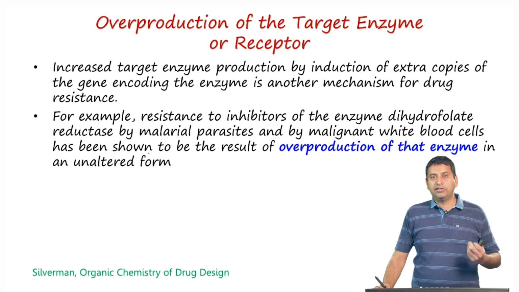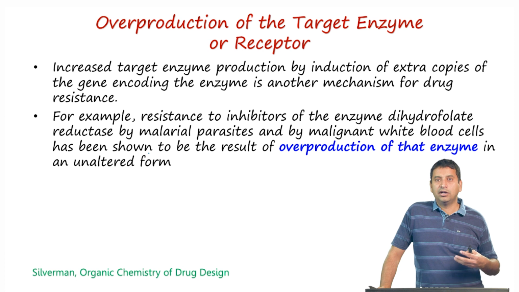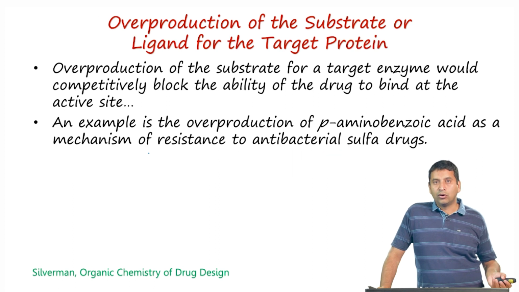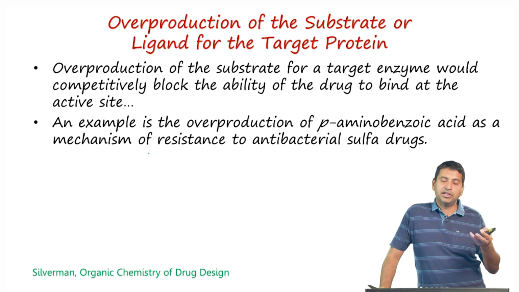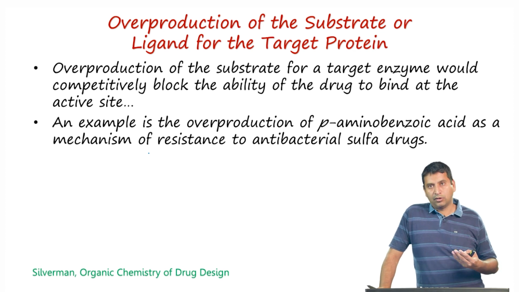So, for example, the enzyme dihydrofolate reductase in the malarial parasite: the inhibitors of this enzyme can be overcome by overproduction of that enzyme in the unaltered form, and this results in resistance. You can also have overproduction of the substrate or ligand for the target protein. Like we discussed earlier, a number of the inhibitors that we develop are reversible inhibitors. Therefore, if the substrate concentration goes up, the efficacy of the inhibitor goes down. This could be one way in which the organism is able to become resistant.